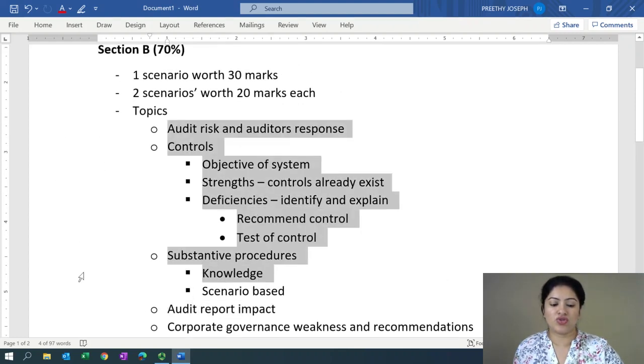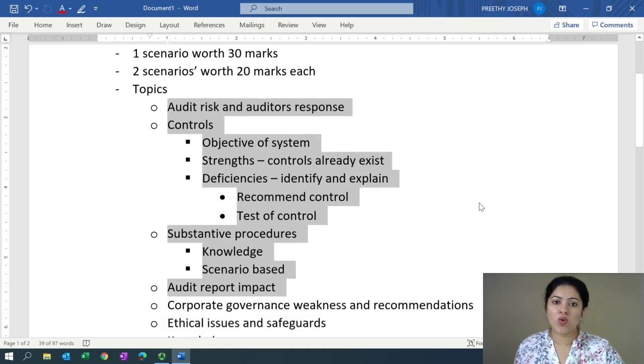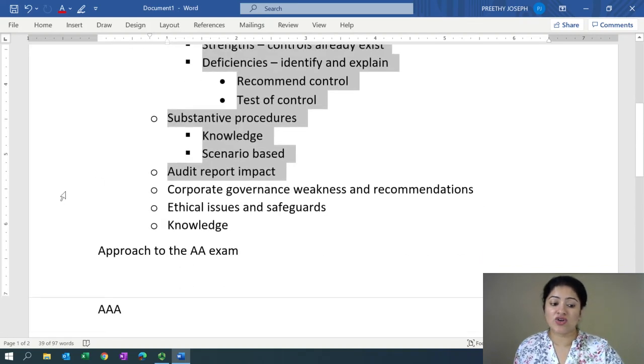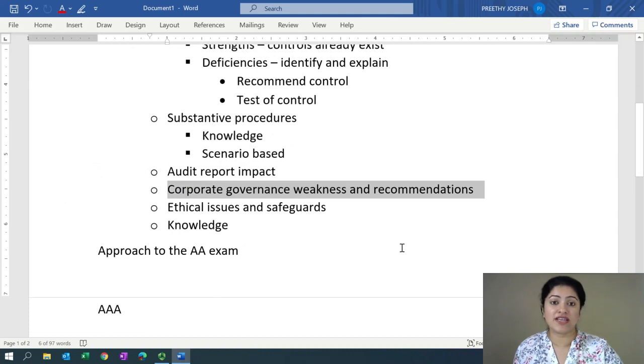Audit risk, controls, and your substantive procedures along with audit report. This is definitely going to be the structure of your 3 questions in Section B of your paper. Along with that, the examiner can ask you on corporate governance weaknesses and recommendations. It may be there, it may not be there. It's not like every sitting.